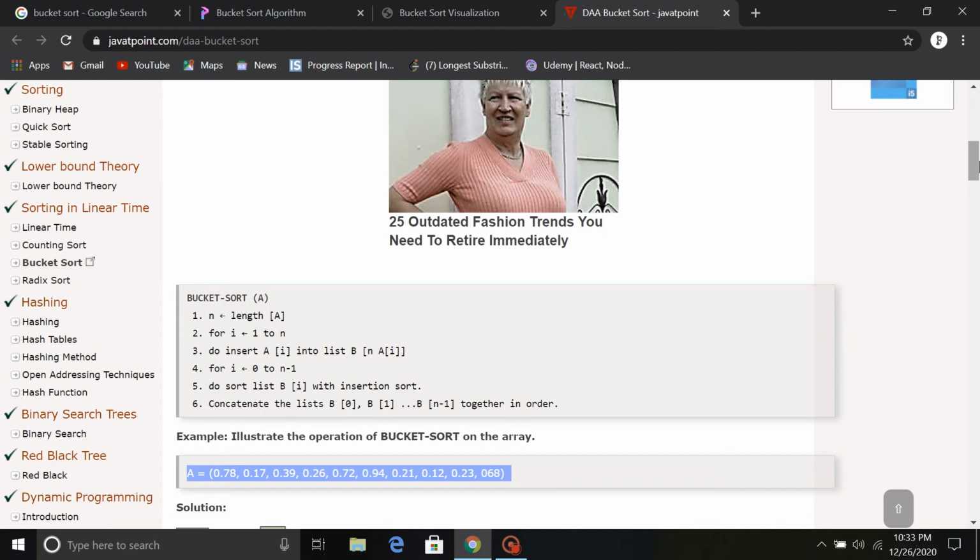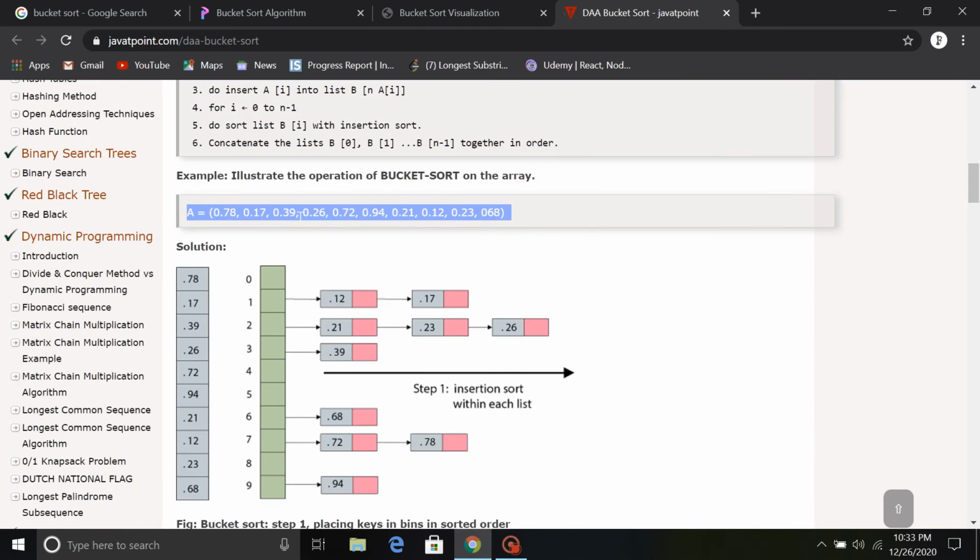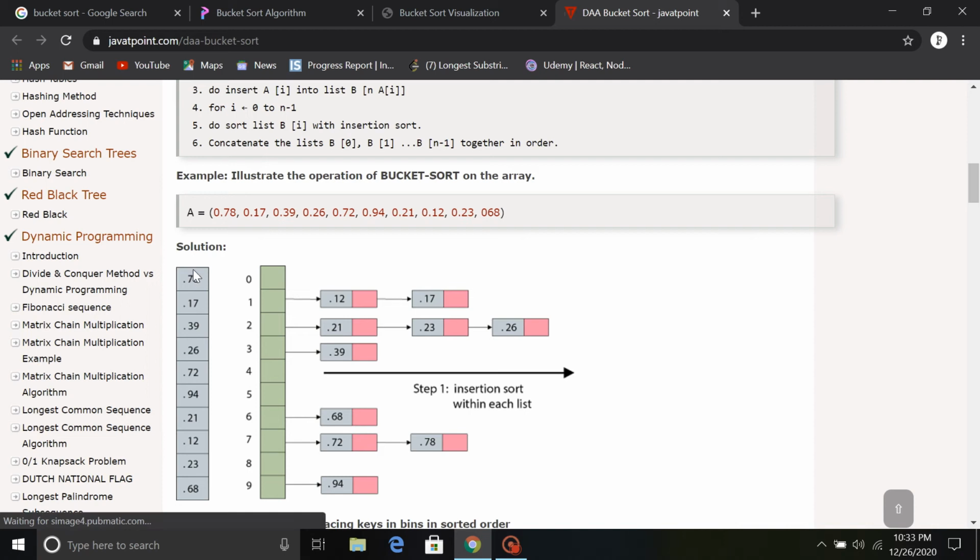and we are doing this by multiplying the list's index 0 element by 10, and then taking the floor value of that element. Here, considering 0.78, when we multiply it by 10, it is 7.8, and taking the floor value of 7.8, it is 7. Therefore we have stored 0.78 here.